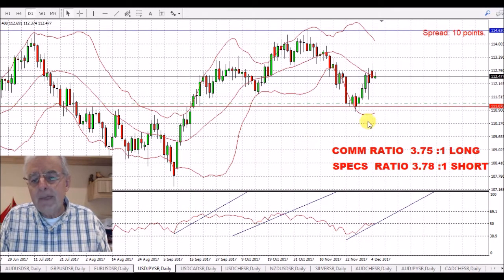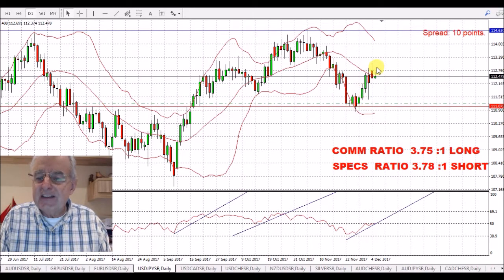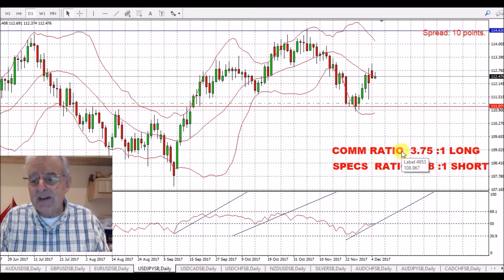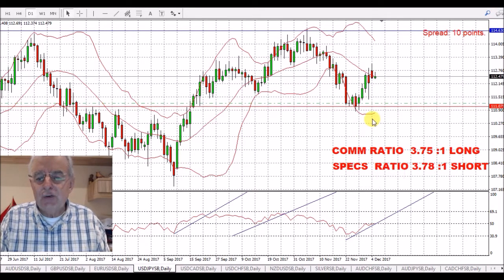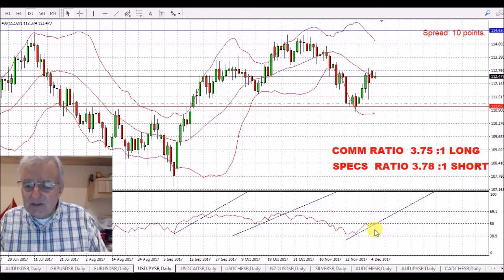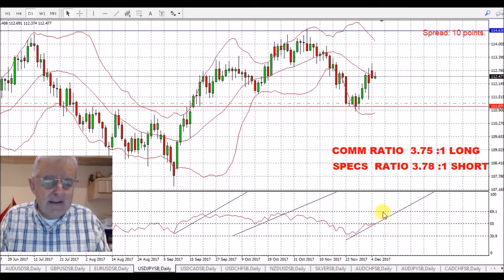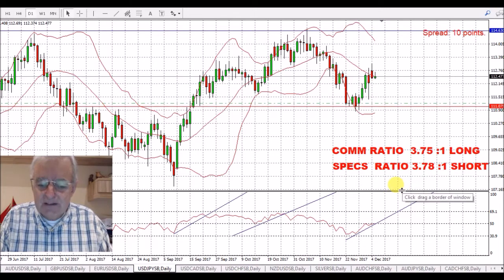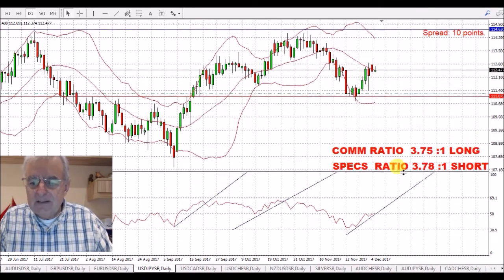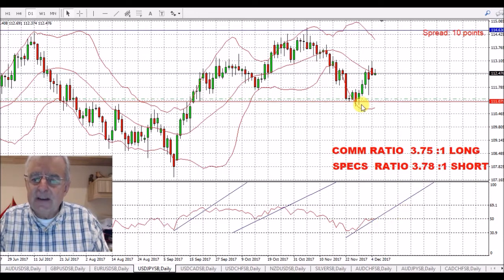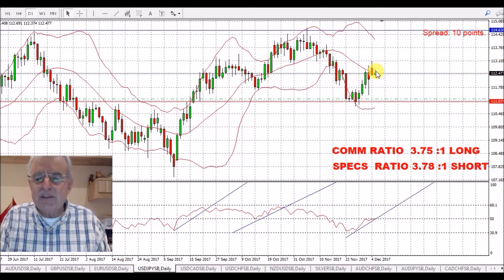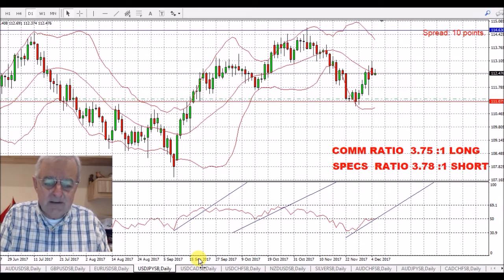USD JPY, we've seen a little bit of strength in this pair, a bit of strength in the dollar, a little bit of weakness in the Japanese yen. We have a commercials ratio of 3.75 to 1 long the Japanese yen, short the US dollar. So we've just come up underneath the 50 at the moment on the RSI. No, actually it's just a tad over. So I am waiting for it to break the trend line. I thought there'd be a little bit more upside to this. We'll see how it goes on for the week.